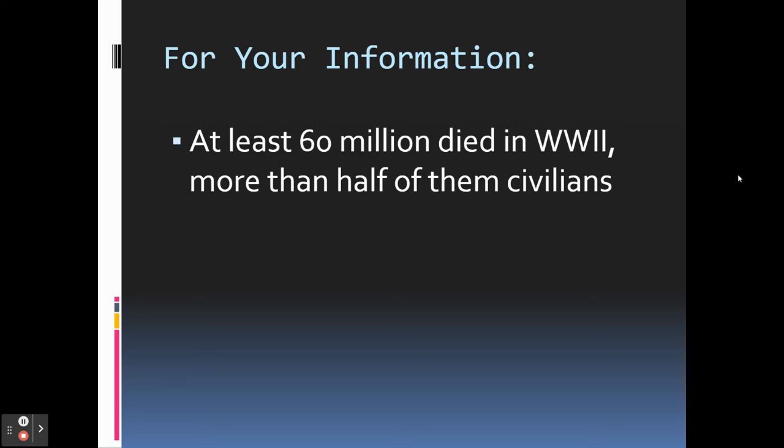Okay, just for your information, you do not have to memorize this or write it down, but at least 60 million people died in World War II, and over half of them were civilians, so people not fighting in the military, just citizens. A lot of those were exterminated by the Nazis.